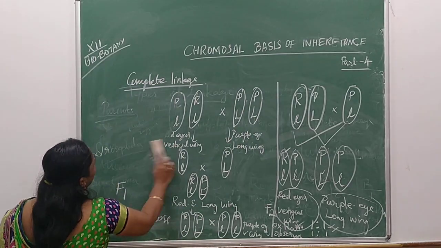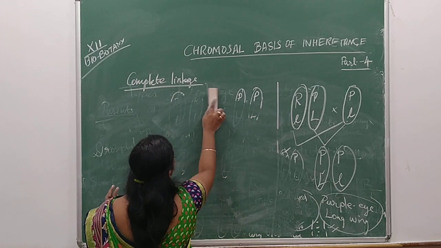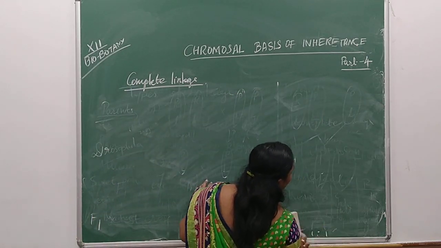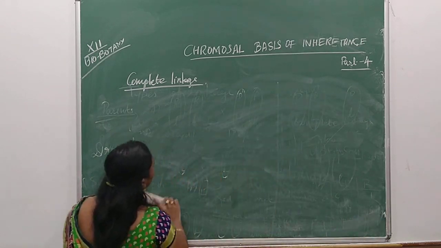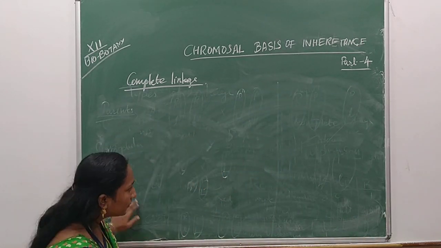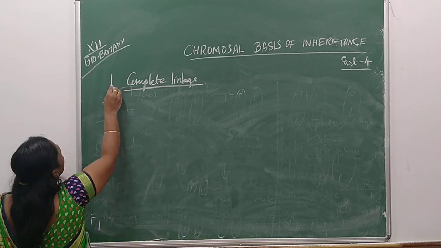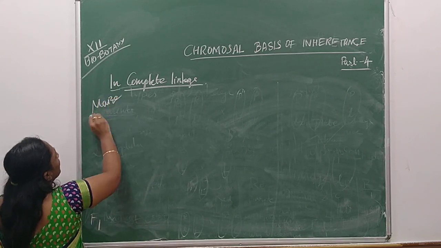Next we are going to learn about incomplete linkage. So next one, incomplete linkage, with maize.